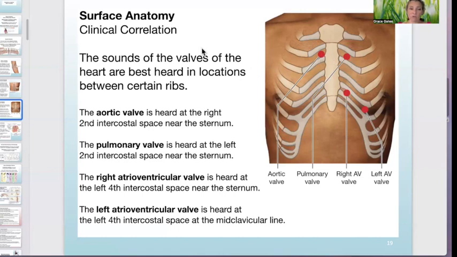Okay, so those are three different ways that we can use surface anatomy in clinical work. And you may say, well, why aren't we just studying surface anatomy then? Well, it's limited. It's not like you can study the liver in depth using surface anatomy, for example. This just works for some things. Okay, so moving on.